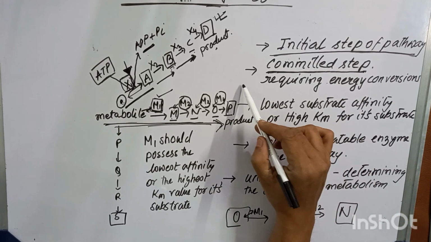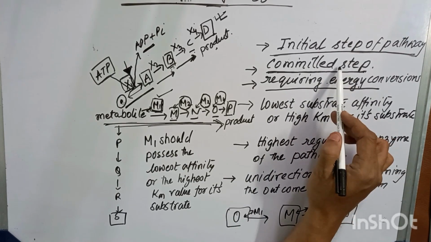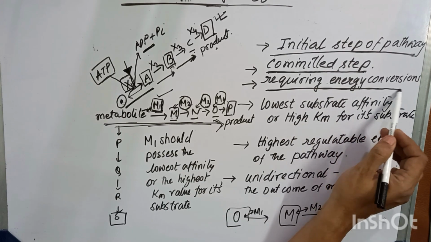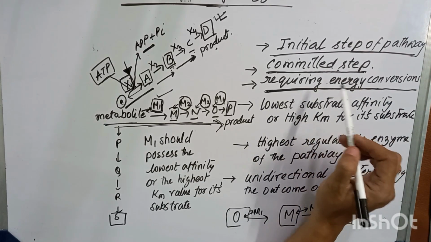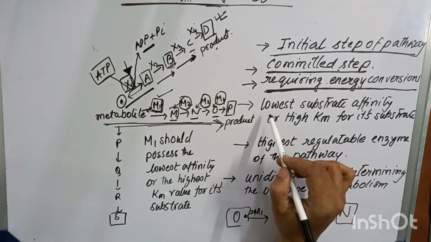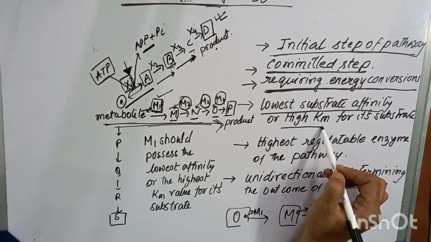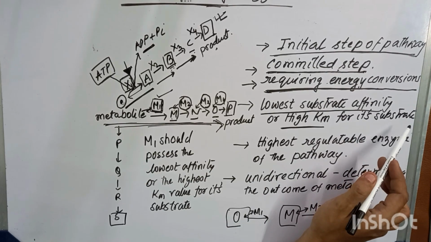This step will require energy conversion. Requiring energy conversion means the commitment. Where does this commitment come from? Because there is an expenditure of energy. You have spent some money for that. The rate limiting enzyme should be the lowest substrate affinity enzyme, or have the highest Km value for its substrate.